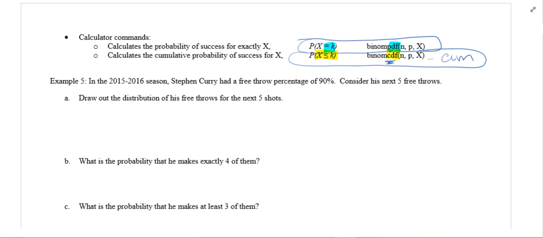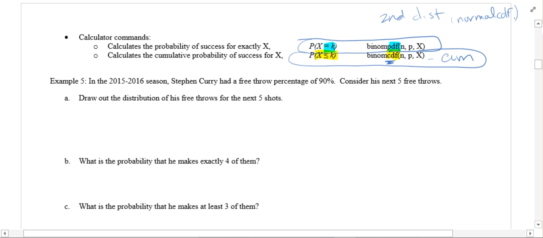These are also in the distribution menu right below normal CDF. Okay, so you're going to go to second distribution and scroll down. You've got to go down, but they're right by normal CDF. Okay, so if you know how to get to normal CDF, you can find binomial PDF and CDF.